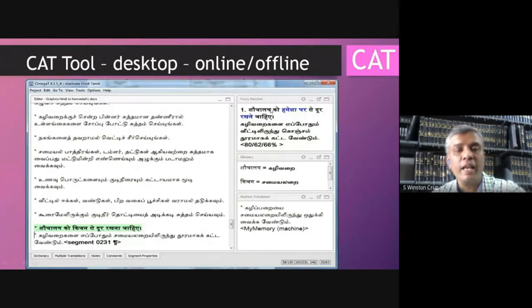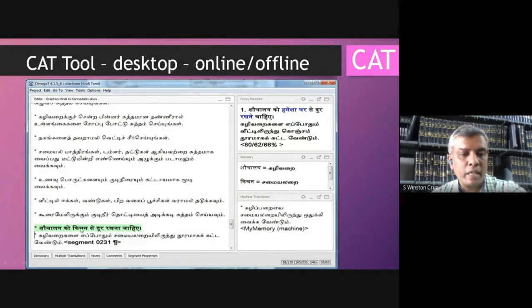What does it mean? I have a similar sentence which I have translated within this document, or from another translation memory, from another file where I have used this similar translation. It is available to me while I'm translating this particular segment. You see the last segment in the editor, segment number 0231.